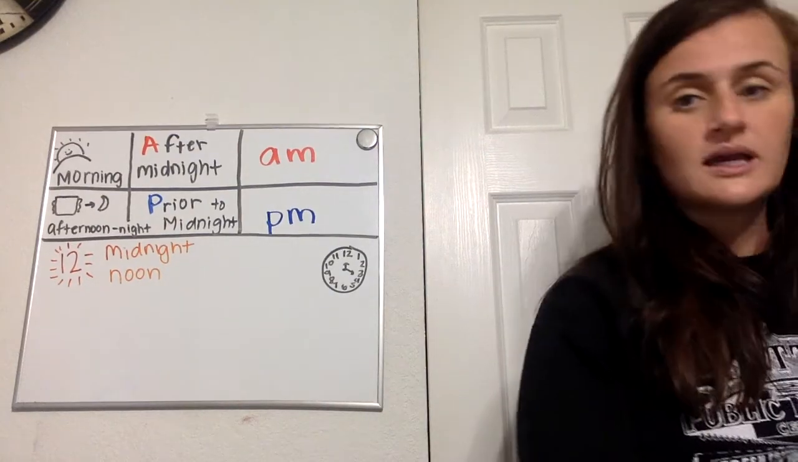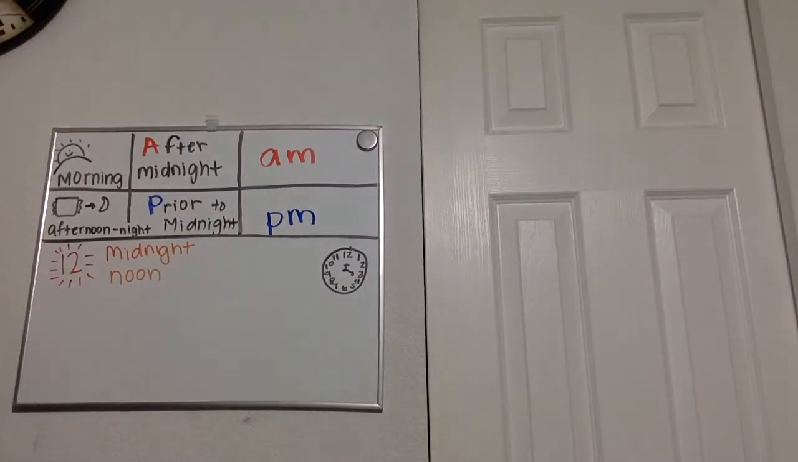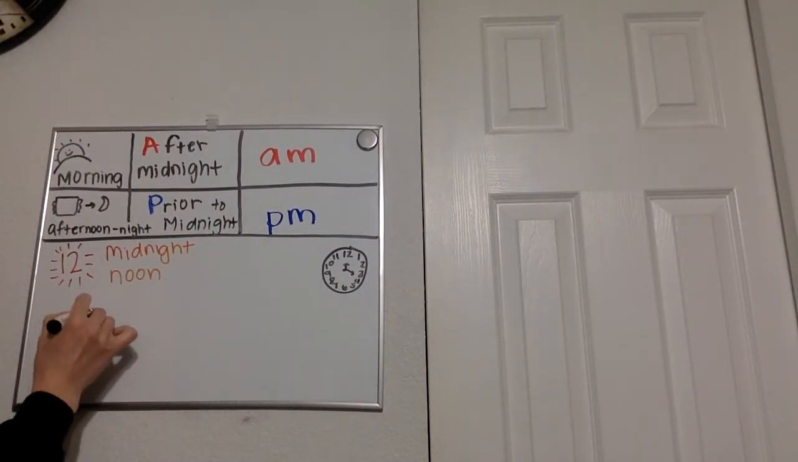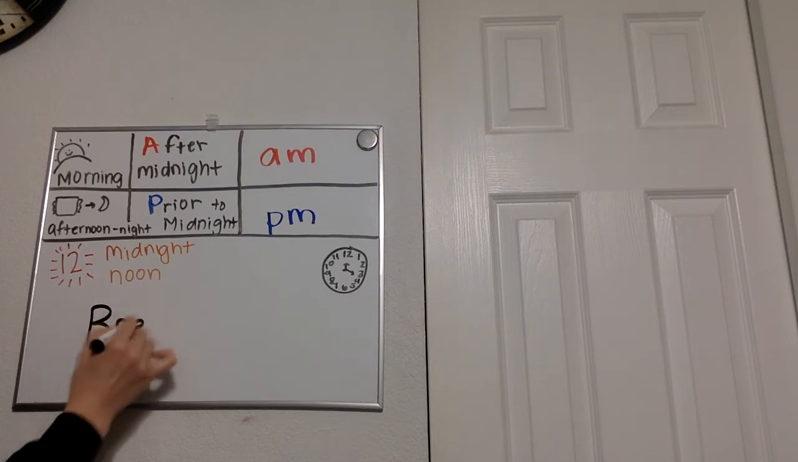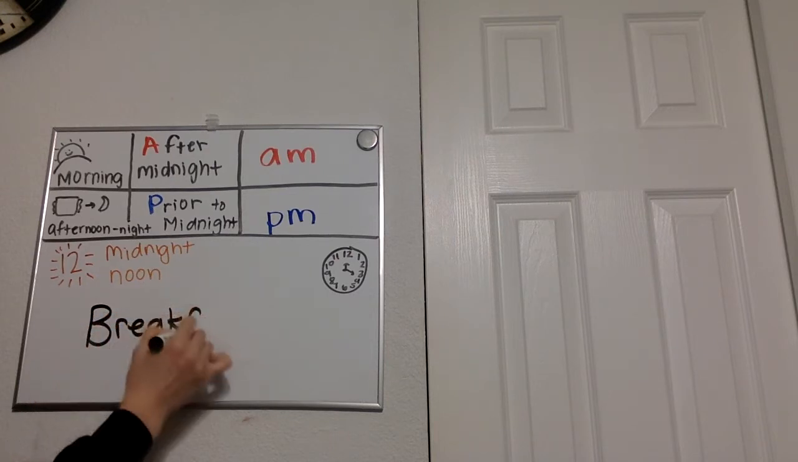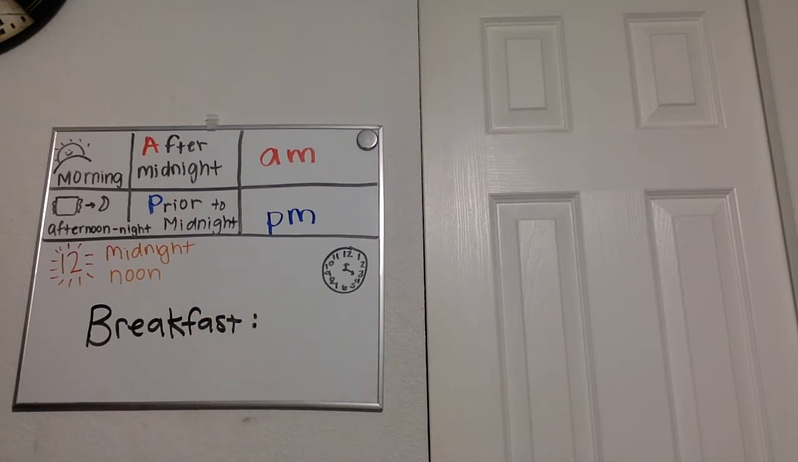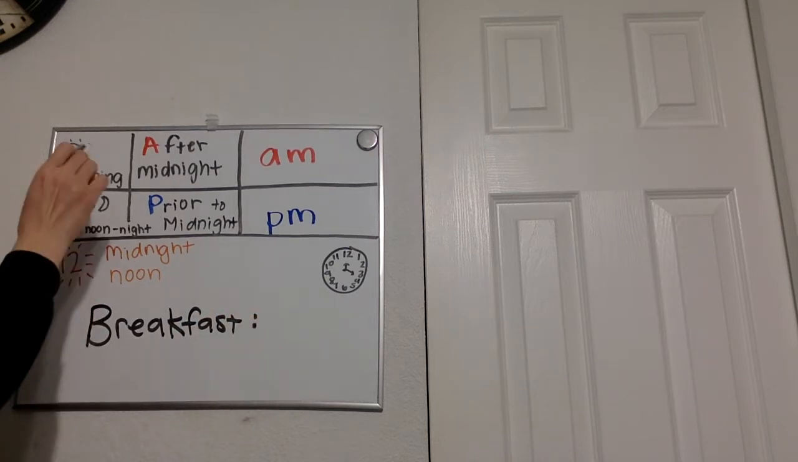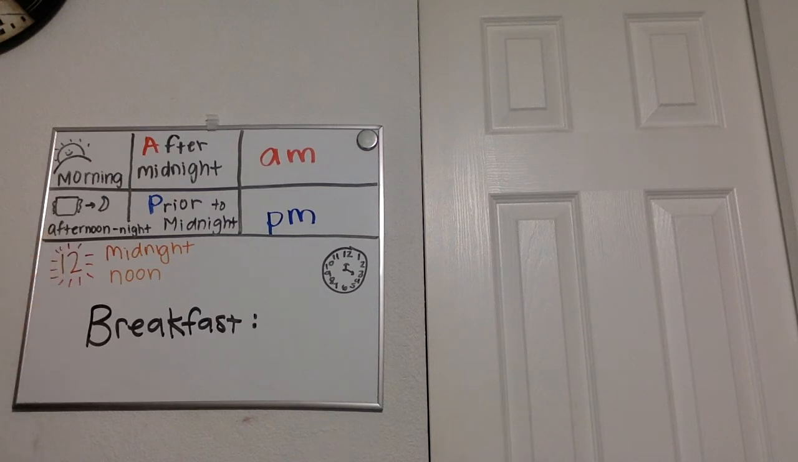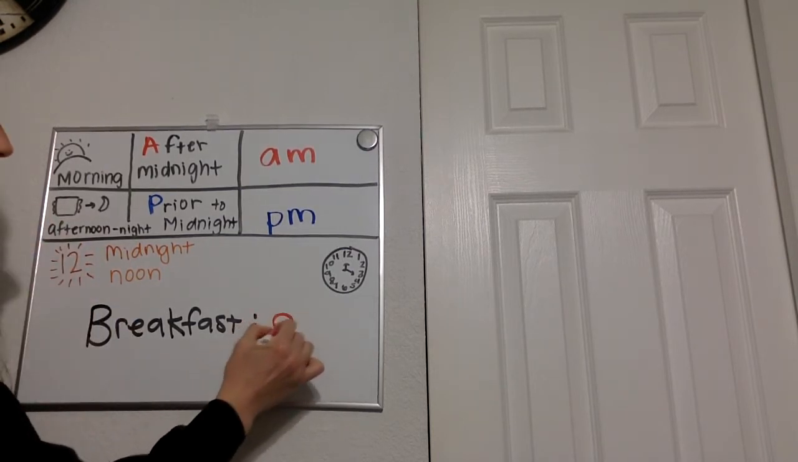So let's look at a few examples and see if we can come up with if it would be in the AM or PM. So my first example, breakfast. Does that normally happen after midnight or prior to midnight? Does that happen in the morning or in the afternoon? You got it. It happens in the morning. So we would say that it is AM.